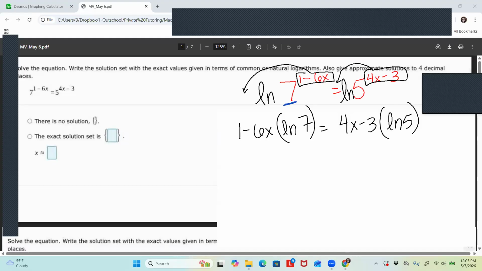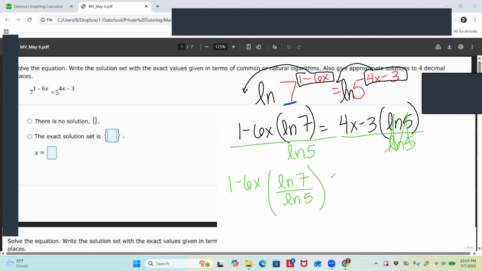Okay. Now you want to move the algebra to one side and the logs to the other. Doesn't really matter which way you move. I think I'll move my logs to the left because alliteration sounds good. So I'm going to divide by natural log 5, cancels off, and divide by natural log 5. So we've got 1 minus 6x times natural log 7 over natural log 5 equals 4x minus 3.